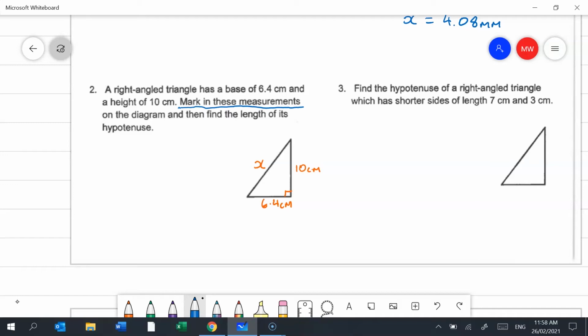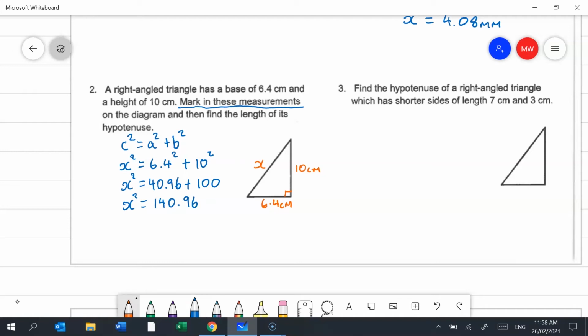So we are going to use the formula c squared equals a squared plus b squared, because we're finding the hypotenuse. So we'll substitute in. C will become an x. A might be 6.4, doesn't matter. And B might be 10. And so we're left with x squared equals 6.4 squared, which is 40.96, plus 10 squared, which is 100. So x squared is now 140.96.